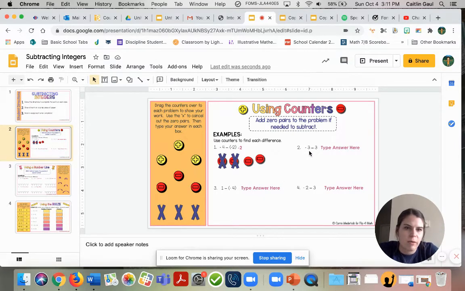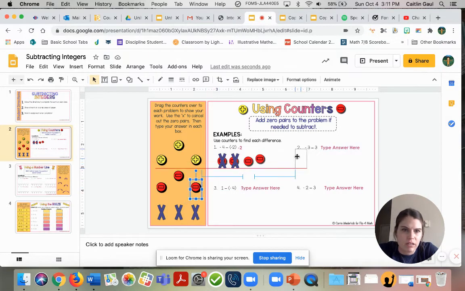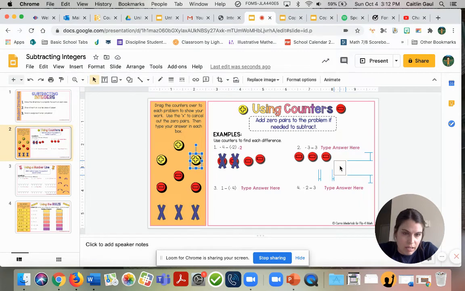So we'll start the same way. I have 3 negatives. So I'm going to grab 3 negative counters on there. 1, 2, 3. But now it says get rid of 3 positives. I don't have any positives on there. So what I'm going to do is drag positives on there so that I have 3 of them.